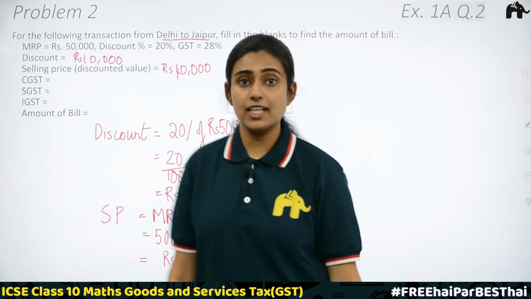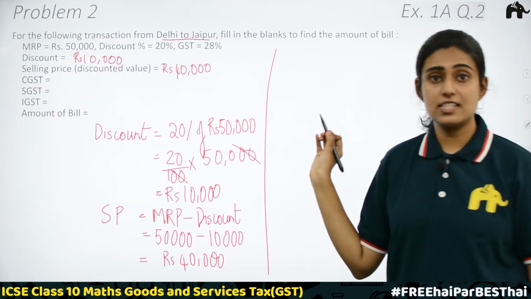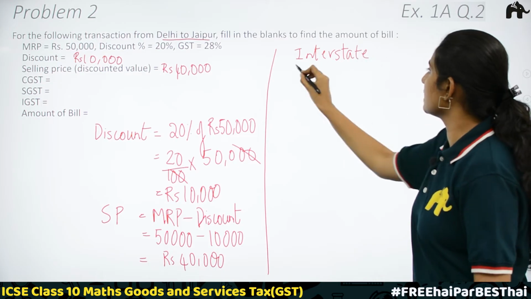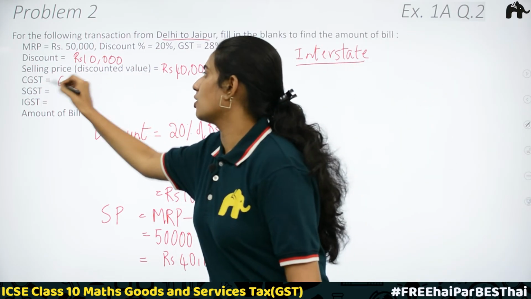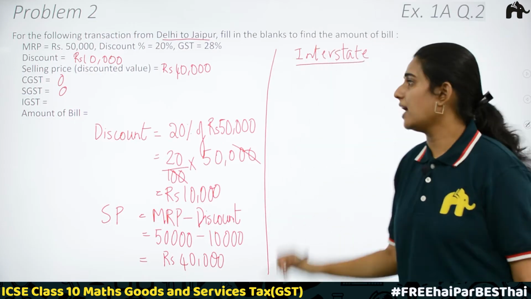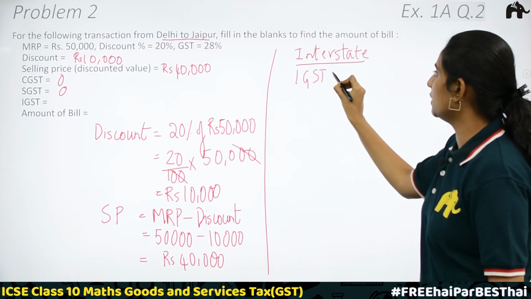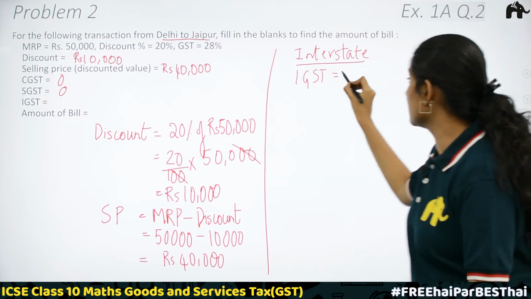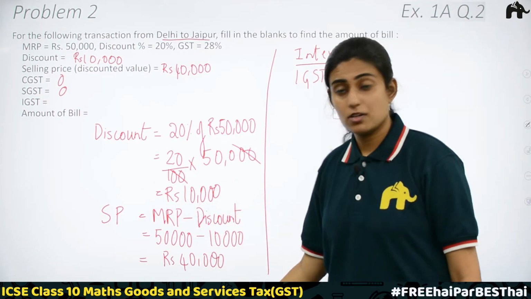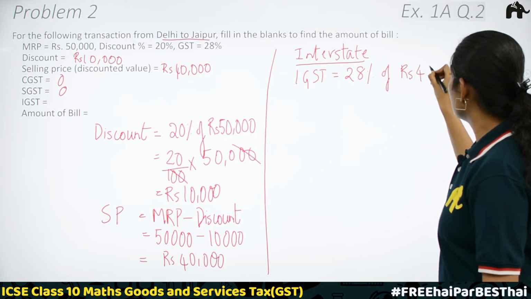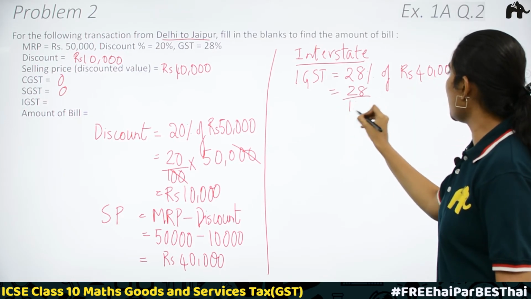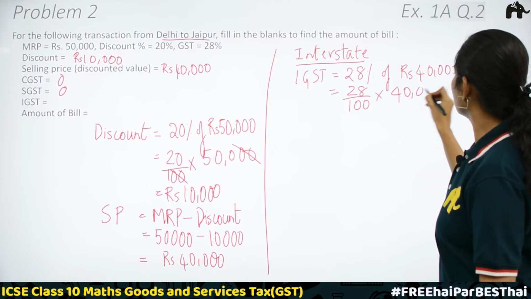Next question, to find CGST. We know this is an interstate transaction. Interstate transaction means CGST is 0. There is no CGST. What about SGST? SGST is again 0. We only need to find the IGST. IGST is equal to GST percentage is given, that is 28%. 28% of selling price. Selling price is rupees 40,000. 28 divided by 100 into 40,000.